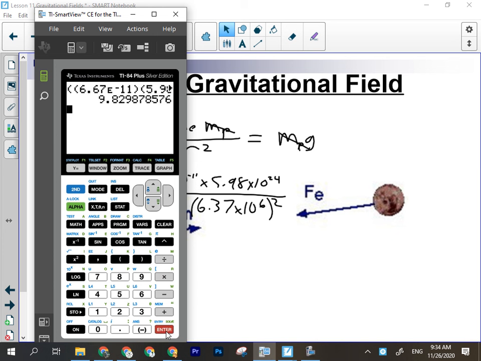pretty close? 9.83. Actually, sorry, I think I told you the wrong thing. The 6.37 times 10 to the 6 on your formula sheet, does that say Earth's equatorial radius? No. It says average Earth radius. Yeah. So we get 9.83.